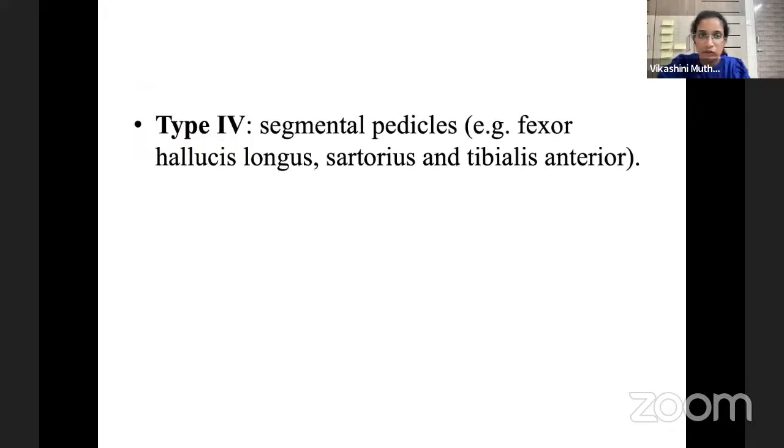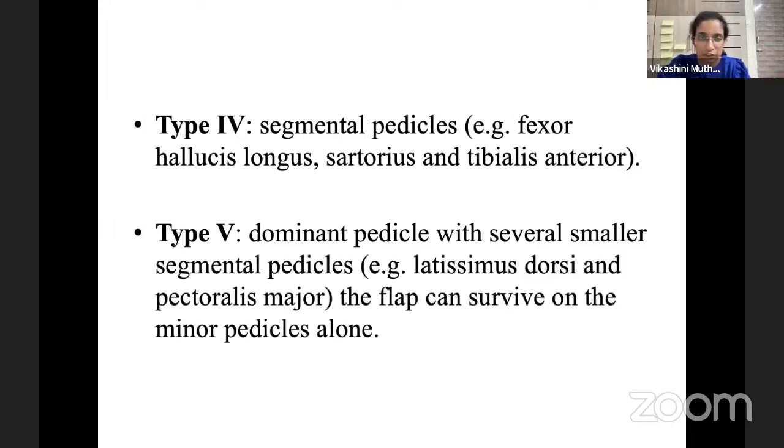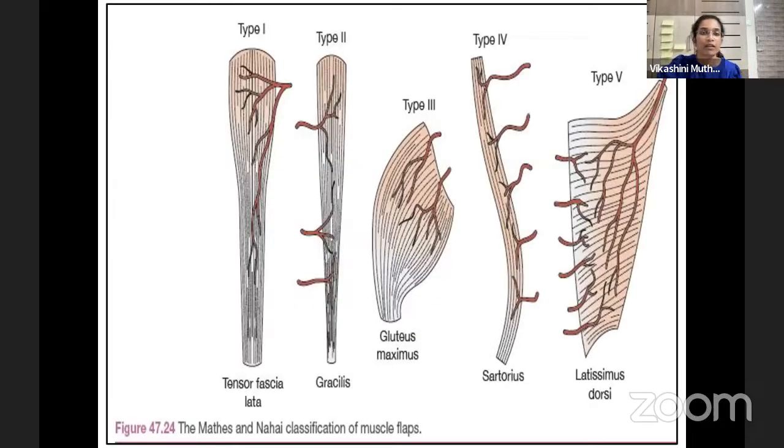Okay. Type 4 is you have segmental pedicles, and examples I'll show you in the picture. Okay, don't worry. Examples are sartorius, all those things. And type 5 is you have a dominant pedicle with several minor pedicles, but unlike type 2, here the flap can survive with the minor pedicles alone. Got it? Now let's see the diagram.